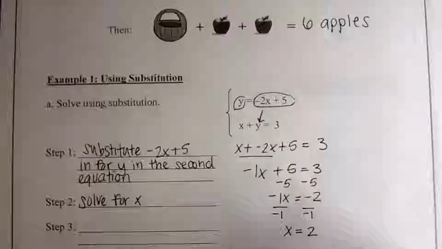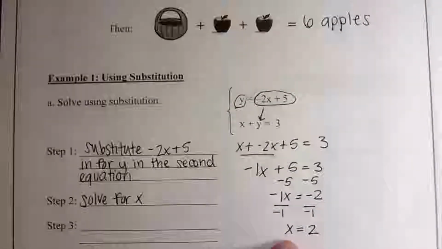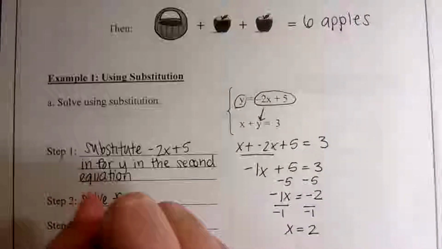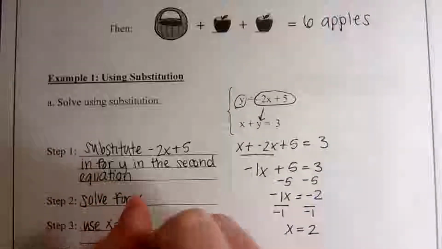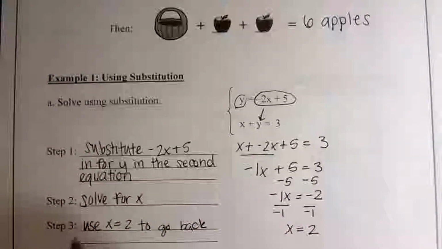Now, think back to when we graphed. What did this solution look like when we graphed it? An ordered pair. So do you think I'm done here? No. So step 3, we are going to use the x equals 2 to go back and solve for y.